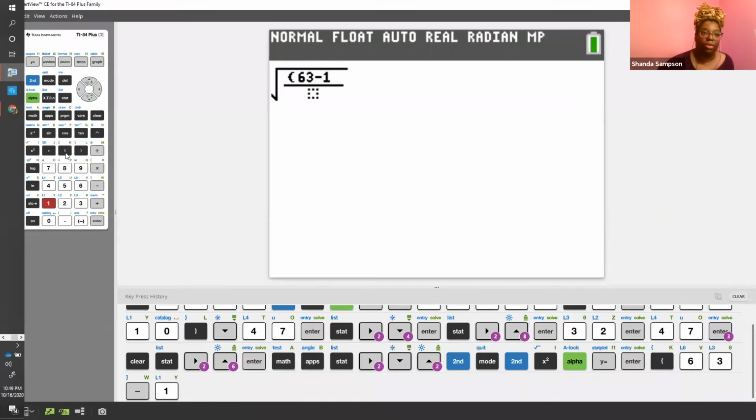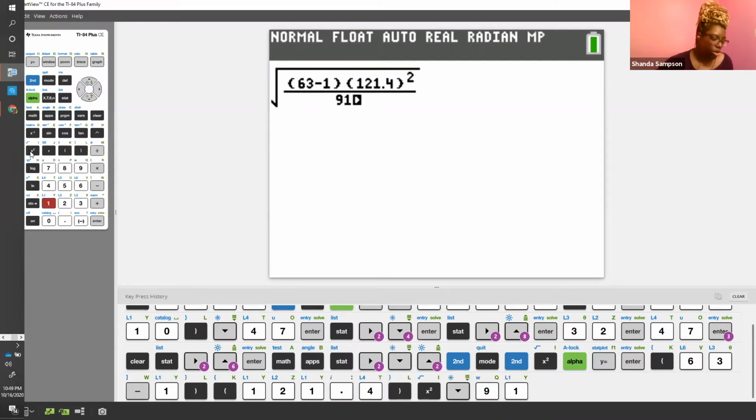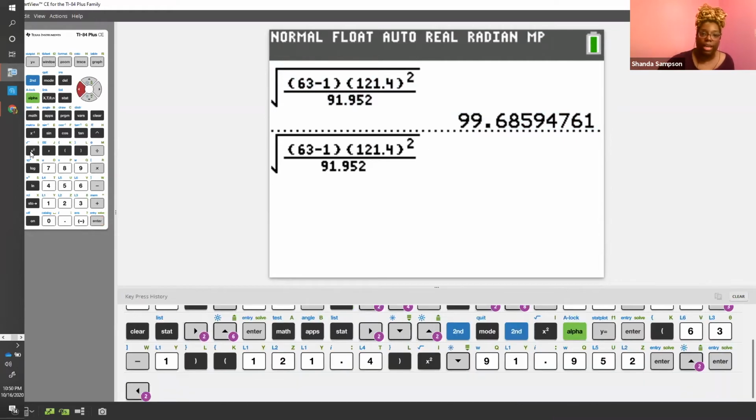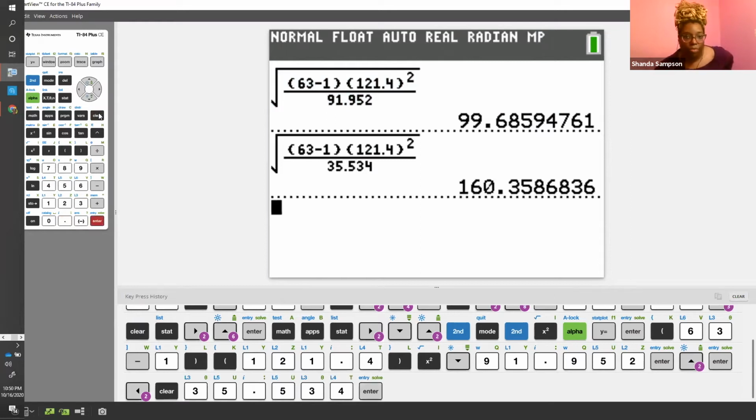63 minus 1. Now I could have put 62, but I'm just going to plug it in exactly the way it is. 121.4 squared all over 91.952. So I hit enter and I get that. Now, this is the part about knowing how to use your calculator. I don't want to plug all that in. I can hit the up button and pick up that exact one, but you need to make sure it's right. The only thing I need to change is the bottom. So I can just hit left until I get to the bottom, clear it out, and put in a new number for the bottom, which is 35.534, and hit enter.